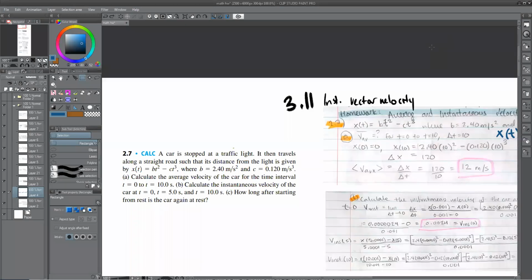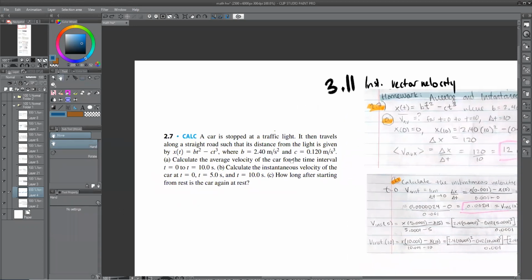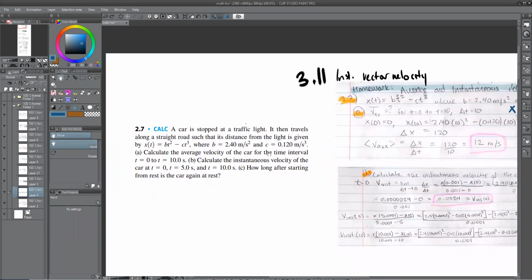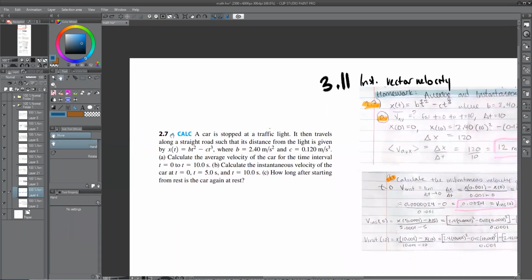Hello. This is me explaining basically the second half of the homework for Unit 2. So we're going to start with 3.11, the instantaneous vector velocity. This is basically one question per assignment, per section. The question that we're going to do for 3.11 is question 2.7.